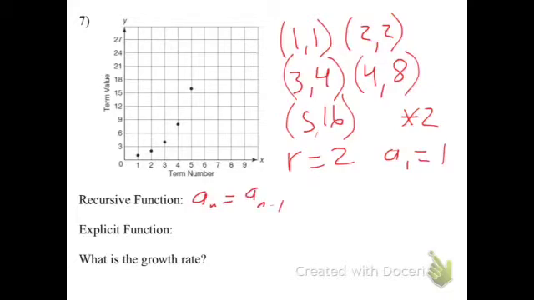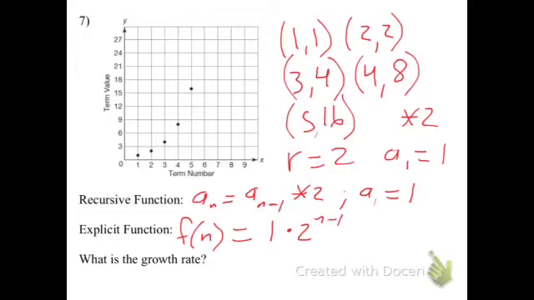Again, the recursive starts with a sub n equals a sub n minus 1. And then you're timesing it by 2, because you take the previous term, times it by 2 to get the next one. And then a sub 1 is going to be your initial value. And put that there on the end. Explicit function is going to be f of n equals, and remember this is the geometric one, and so you got initial value times your common ratio to the n minus 1 power, and there's our explicit function.